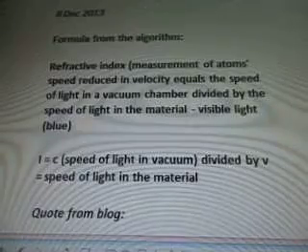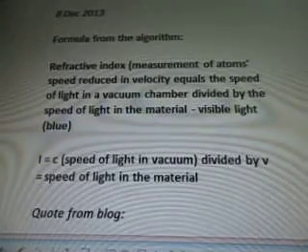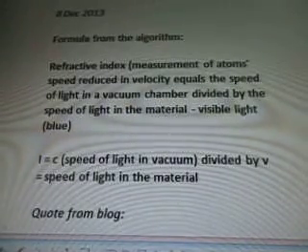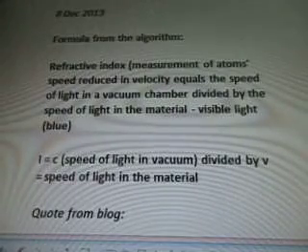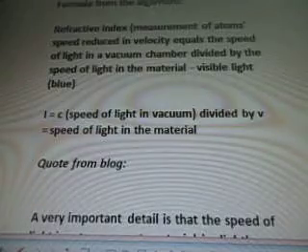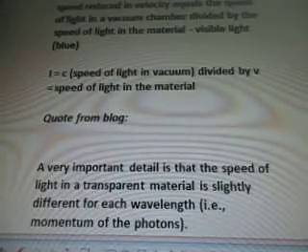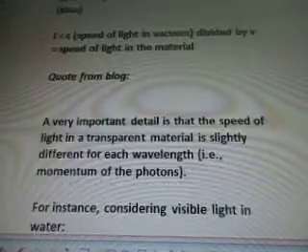Formula from the algorithm: refractive index, measurement of atoms, speed reduced in velocity equals the speed of light in a vacuum chamber, divided by the speed of light in the material, visible light, blue. I equals C, speed of light in vacuum, divided by V equals speed of light in the material.